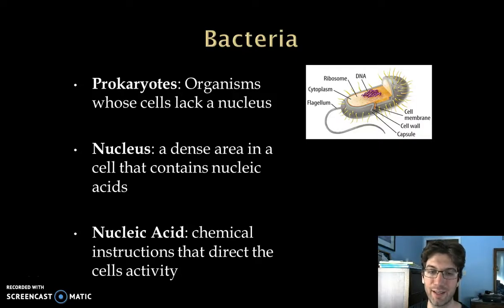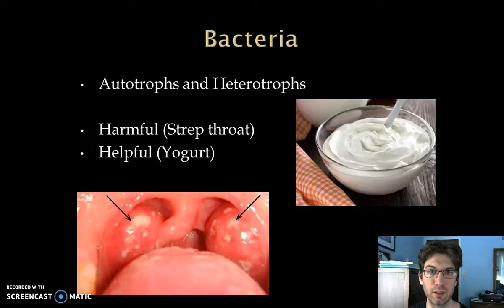Your nucleic acids are going to be your instructions for your cell. That includes your DNA and your RNA. We will talk about those a little bit more in depth when we get into our units on genetics. But for bacteria, your nucleic acid just kind of floats around in the cytoplasm of the cell as opposed to being housed in that nucleus. So that is a very, very big difference between bacteria and eukaryotes. Like bacteria, archaea are also going to be prokaryotes.